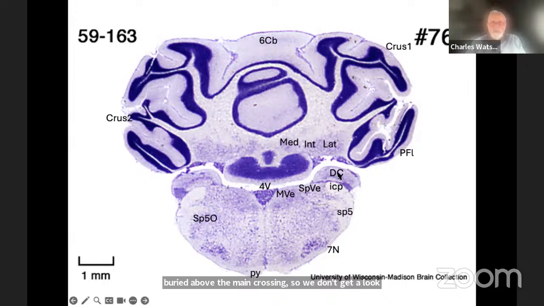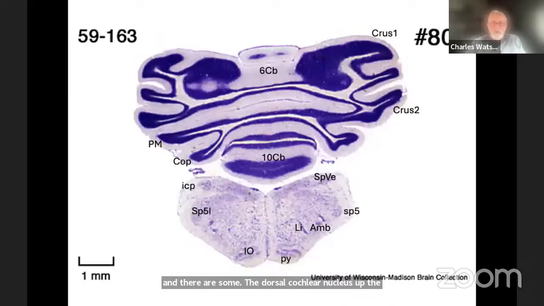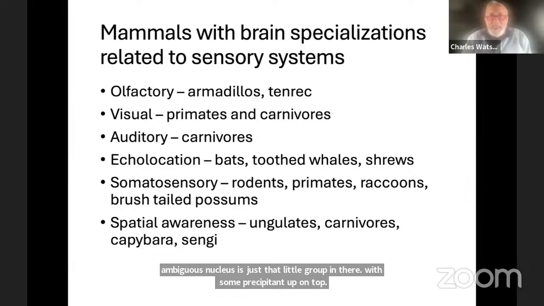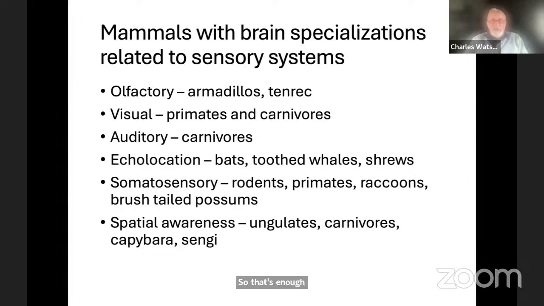And there are the dorsal cochlear nucleus is up the top. When we jump to the end, we'll finally get down to the inferior olive on the pyramid, and the ambiguous nucleus is just that little group in there with some vestibular nuclei up on top. So that's enough for a fairly standard mammalian brain.